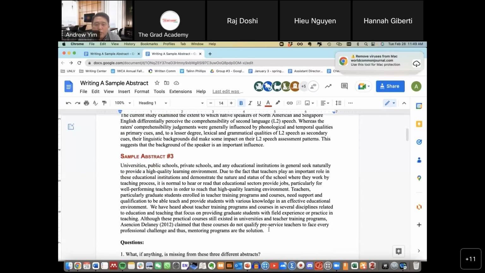Due to the fact that teachers play an important role in these educational institutions and demonstrate the nature and status of the school where they work by the teaching process, it is normal to hear or read that educational sectors provide jobs, particularly for well-performing teachers, in order to reach that high-quality learning environment. Teachers, particularly graduate students enrolled in teaching trainer programs and courses, need support and qualification to be able to teach and provide students with various knowledge in an effective educational environment.